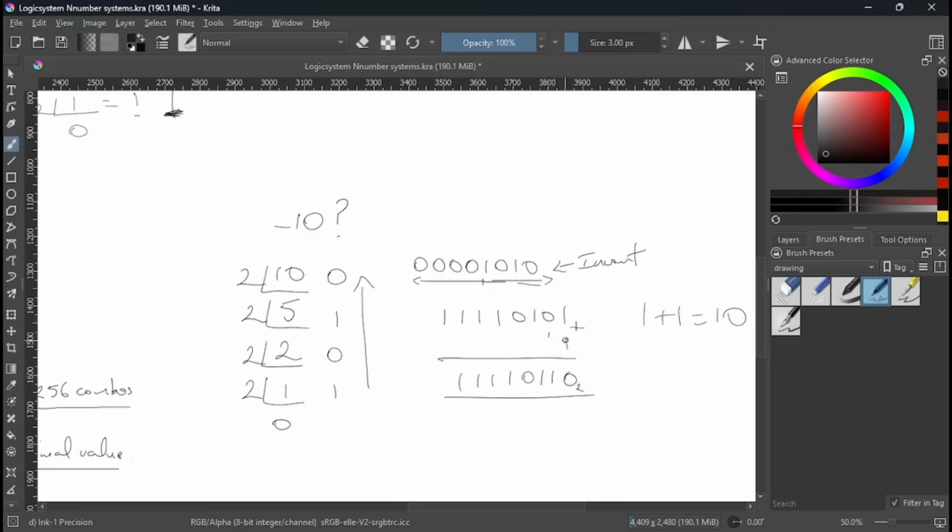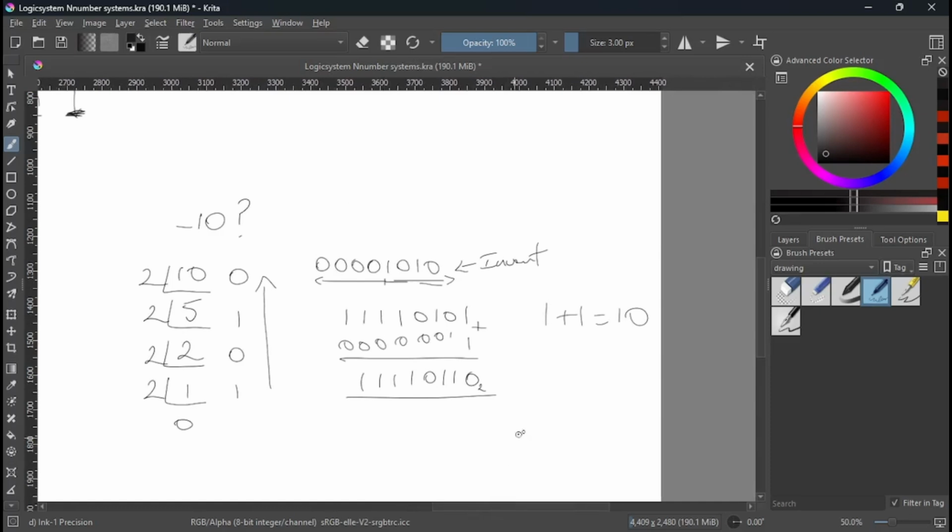So this 1, 1, 1, 0, the 1 will come across. 1 and 0 is 1, and here's just the other digits, so everything will just come down. The answer will be 1 1 1 1 0 1 1 0 to the base 2. And this will basically mean negative 10.